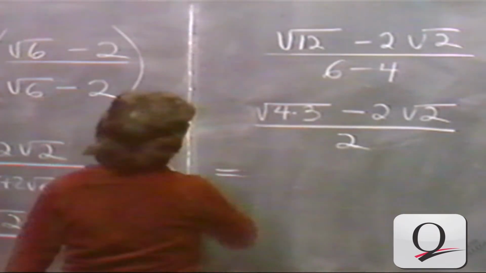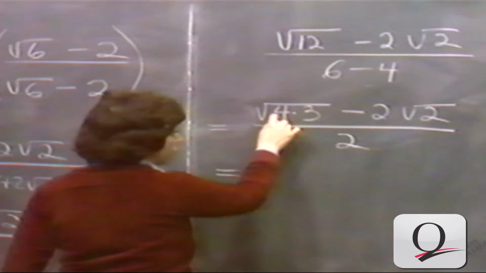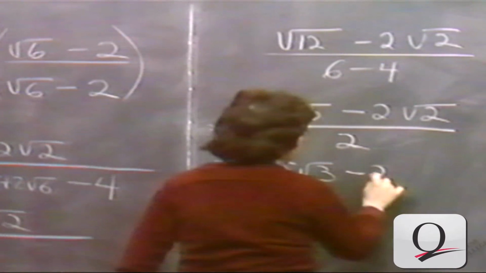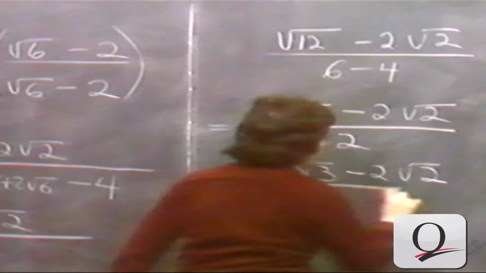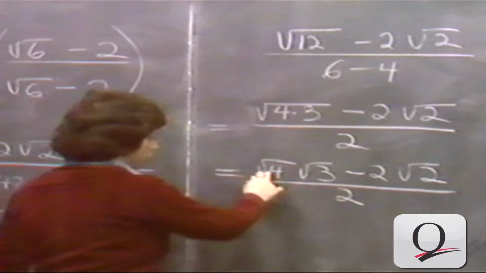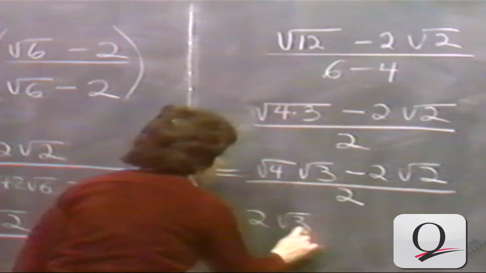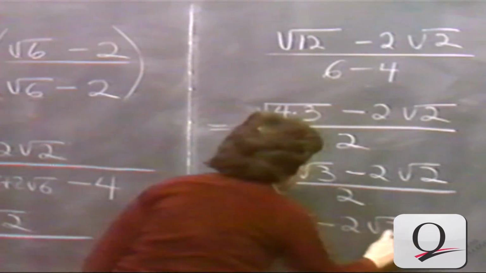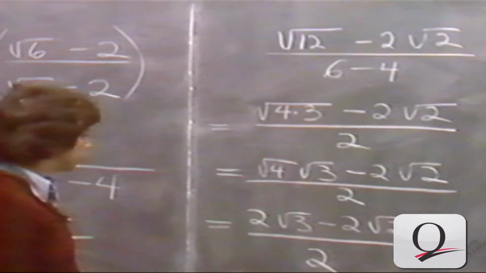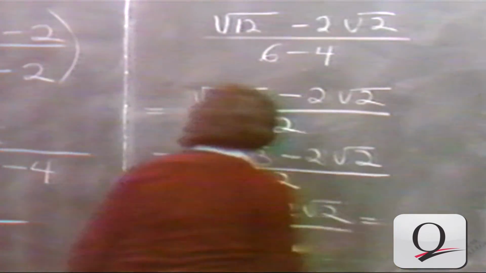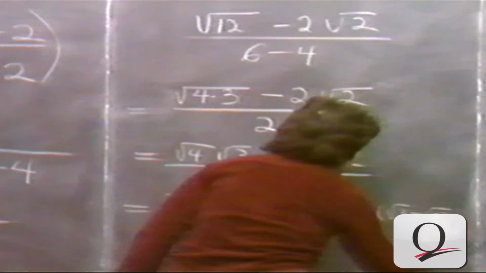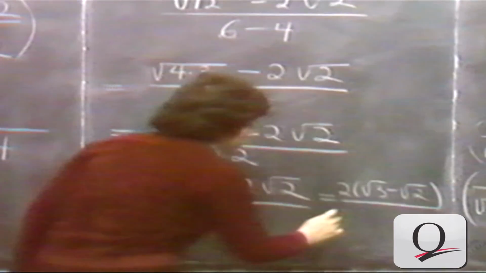And we have here the square root of 4 times 3 can be written as the square root of 4 times the square root of 3 minus 2 times the square root of 2 over 2. The square root of 4 is 2. You get 2 times the square root of 3 minus 2 times the square root of 2 over 2. And we're almost finished. All we have to do is realize that in the numerator we can factor out a 2, giving us 2 times the square root of 3 minus the square root of 2 over 2.